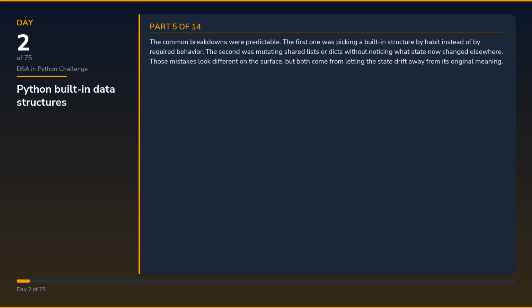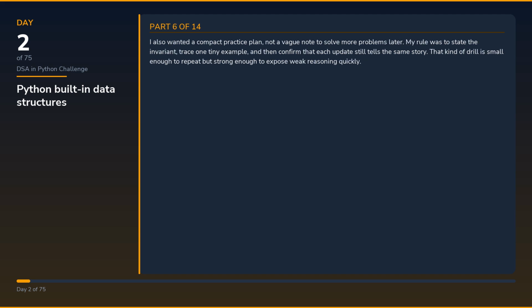The common breakdowns were predictable. The first one was picking a built-in structure by habit instead of by required behavior. The second was mutating shared lists or dicts without noticing what state now changed elsewhere. Those mistakes look different on the surface, but both come from letting the state drift away from its original meaning. I also wanted a compact practice plan, not a vague note to solve more problems later. My rule was to state the invariant, trace one tiny example, and then confirm that each update still tells the same story. That kind of drill is small enough to repeat, but strong enough to expose weak reasoning quickly.